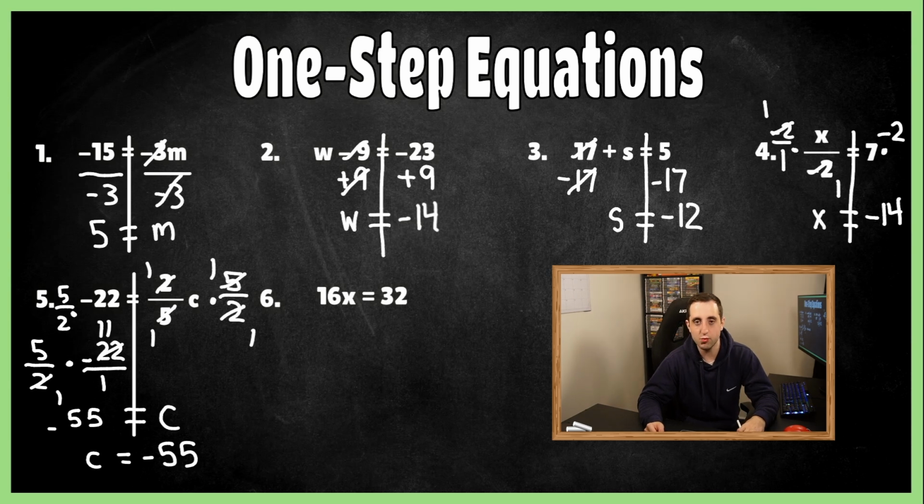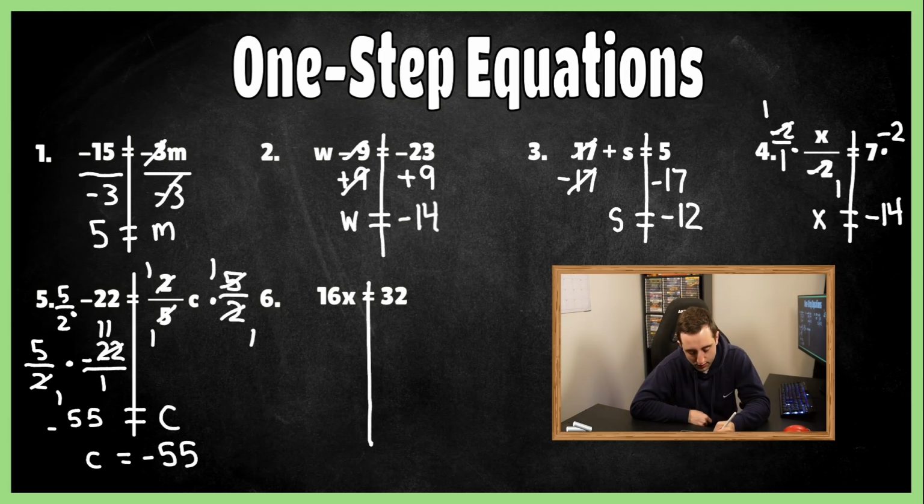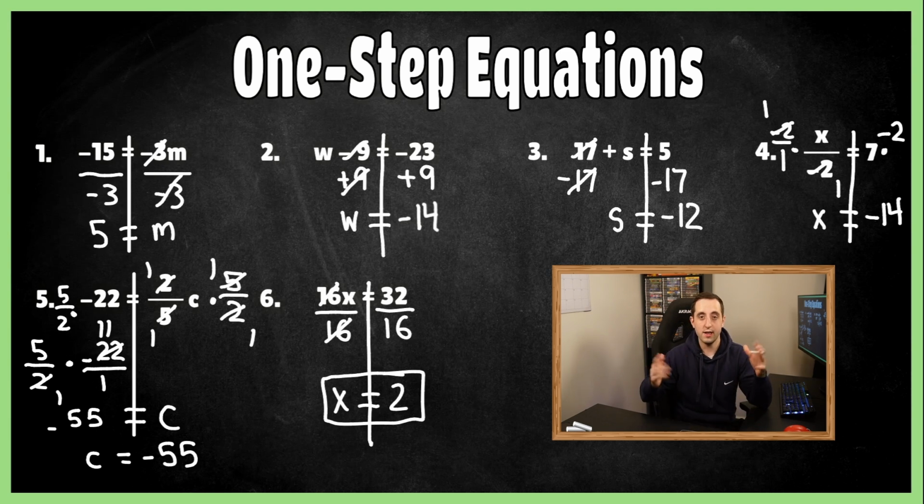And now we're on the very last one before I give you 6 problems to try out on your own in the practice session. So let's go ahead and build that wall once again. I don't see an operation going on between 16 and x, so they're being multiplied here. So the only option is to do some division and divide both sides by 16. Well, 16 divided by 16 is 1. 1 times anything, it's going to stay the same. So we isolated x just like we wanted to. And 32 divided by 16 is 2. And there we have it.